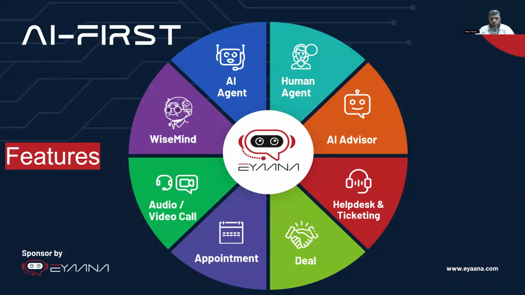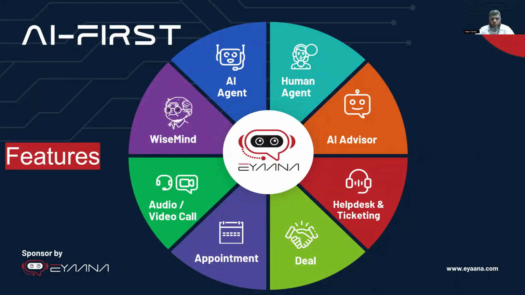Then there is an AI advisor. This offers intelligent recommendations based on customer behavior and data to the human agents, so the human agents can make informed decisions. It can help the human agents change the tonality of their response. It can translate the messages from any language to their preferred language.